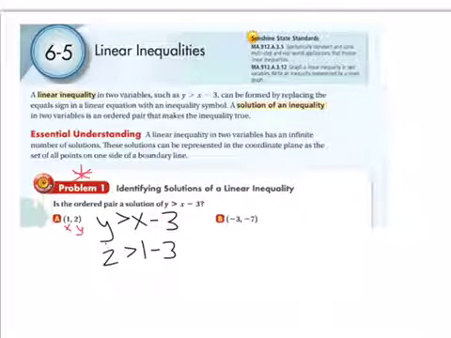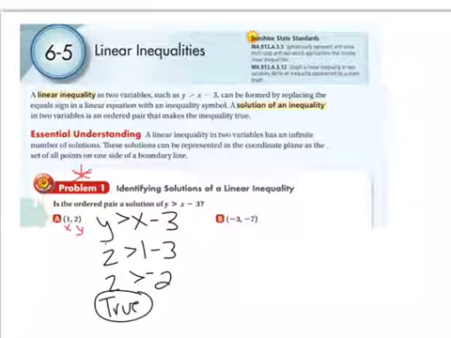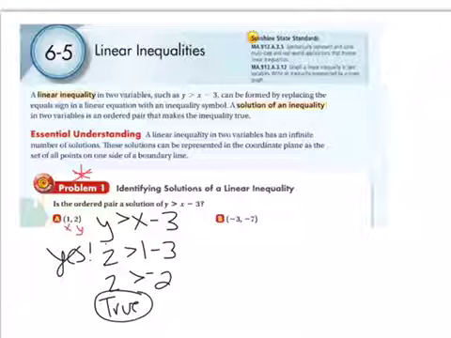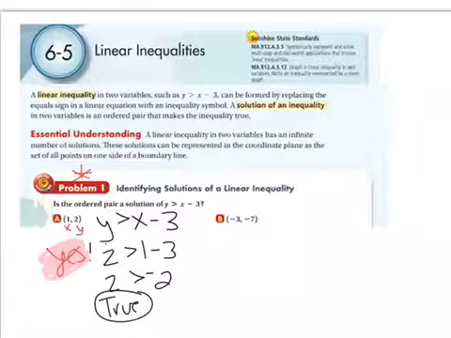From here, I'm going to simplify. 2 is greater than, well, 1 minus 3 is negative 2. So 2 is greater than negative 2? Yes, that's true. So therefore, we would say yes, that ordered pair 1, 2 is a solution to that inequality. Pretty easy.